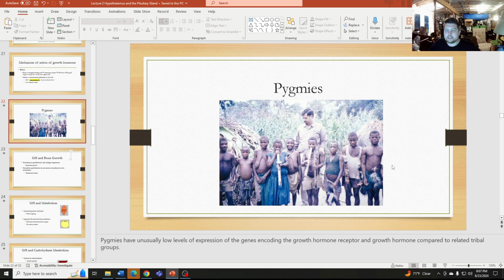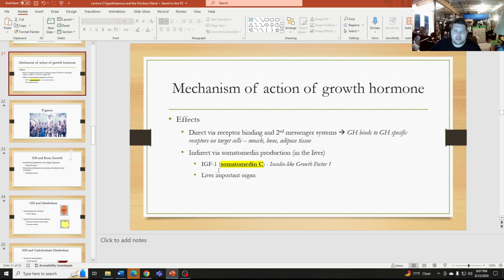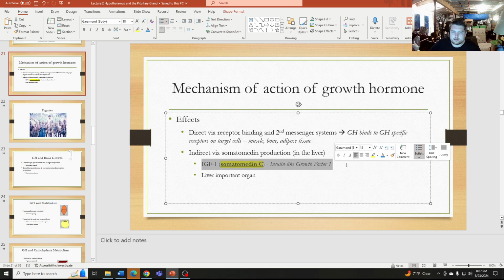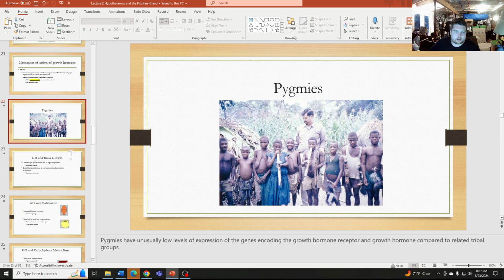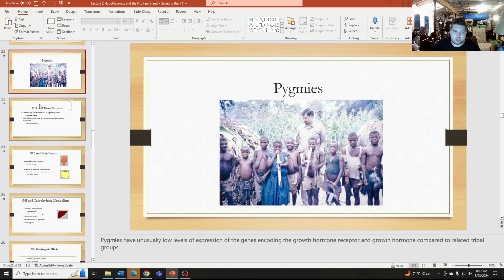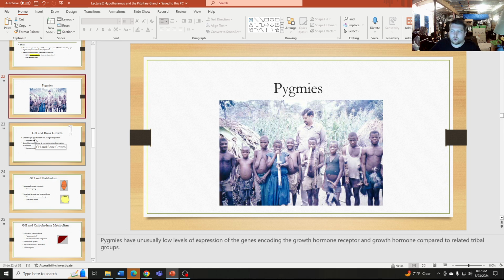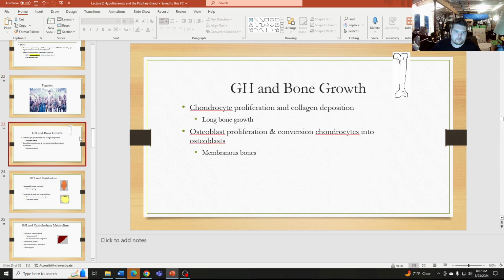Essentially, this whole group of people have an issue where they're actually missing somatomedin C, as well as their growth hormones themselves. They have a lower level of receptors of the growth hormones, and because of that, they just don't grow nearly as tall as you would expect from the quote unquote normal or typical individual. So here we can see some of the different general effects.